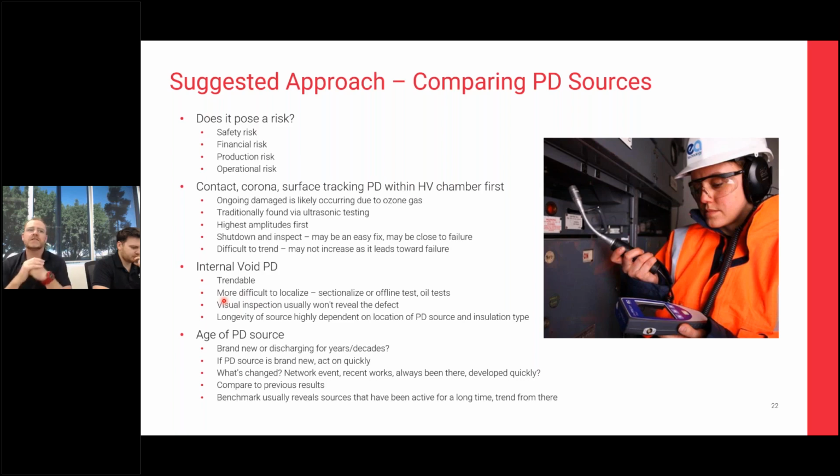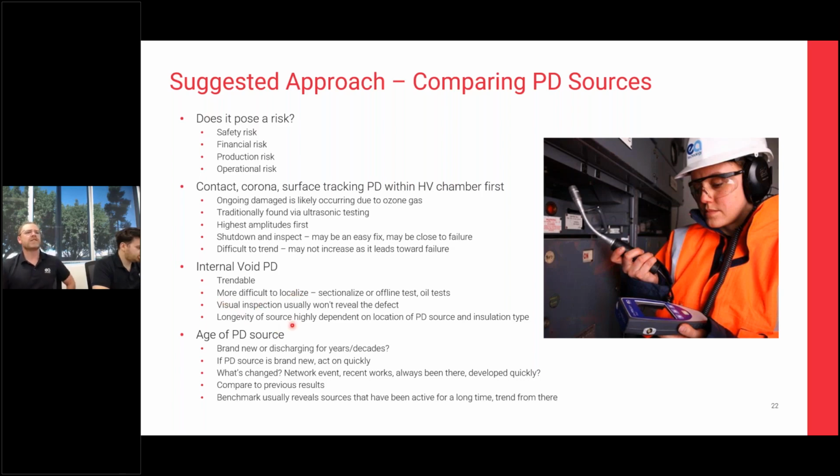Usually a visual inspection won't reveal the defect. As Thomas brought up that slide before, he showed the CTs, what they look like on the outside. They look perfect. And then when you cut one in half, you see this big internal void type defect within it, where sparks have been jumping across a gap for a long time.